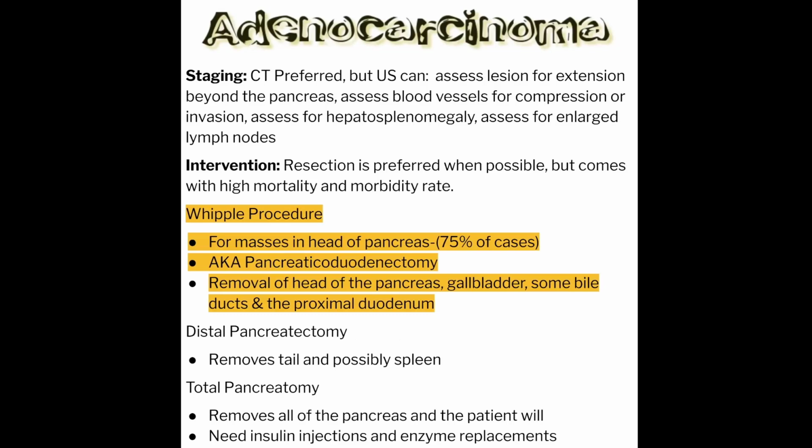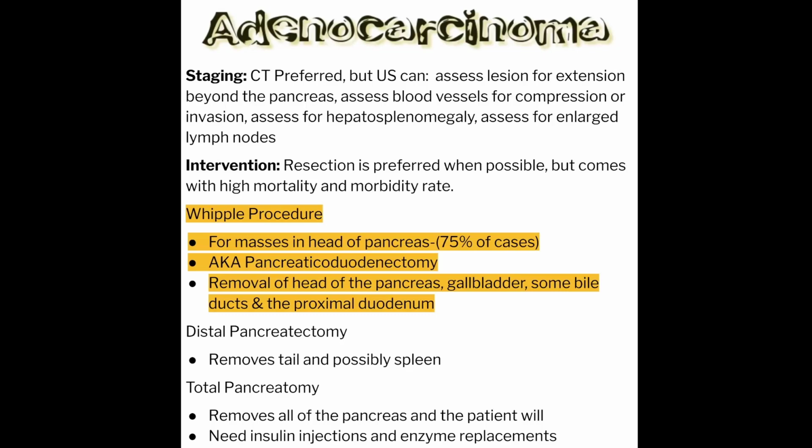Some more key details on adenocarcinoma that are worth knowing is that staging is typically done through CT, but ultrasound can help to evaluate extension of the tumor beyond the pancreas. So we can look if there is any compression of ducts or blood vessels. We can look for lesions within the liver or spleen. We can assess for the size of the spleen and the liver and look for enlarged lymph nodes.